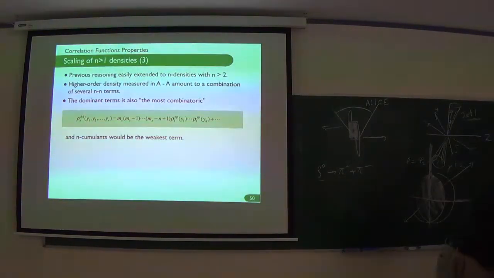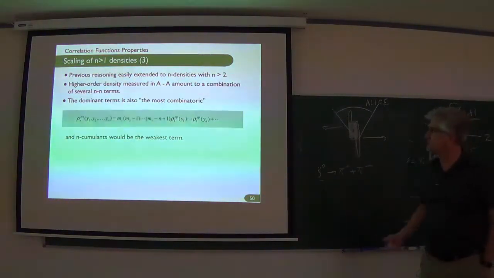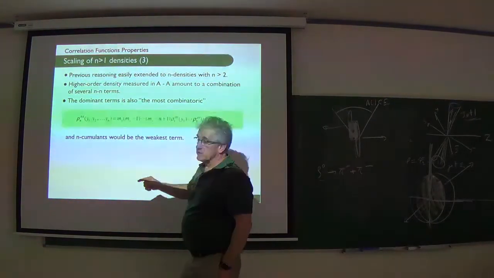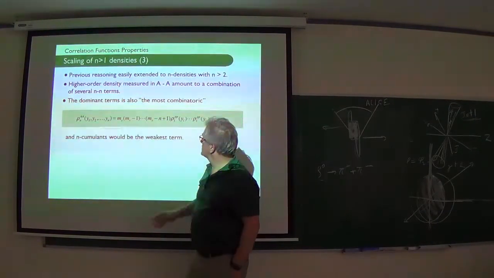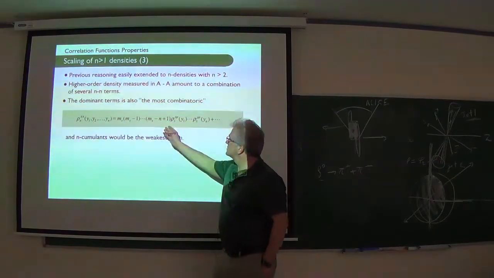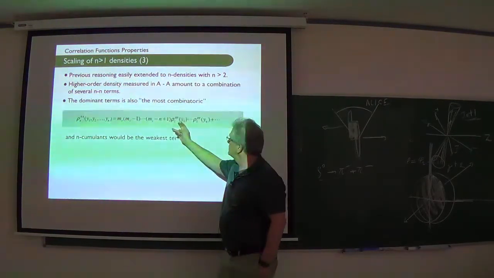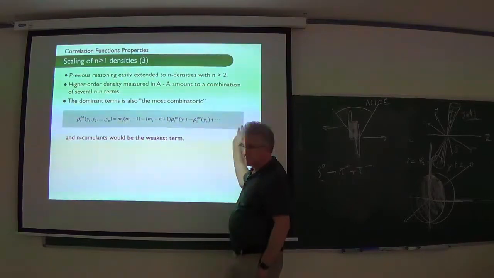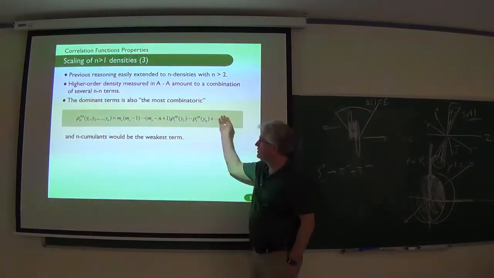If I do this with n particles, I get something similar. And so if I'm looking at n particle densities, I would have likewise combinatorics of single, combinatorics of pairs and singles, and so on and so forth. So that becomes quite complicated.